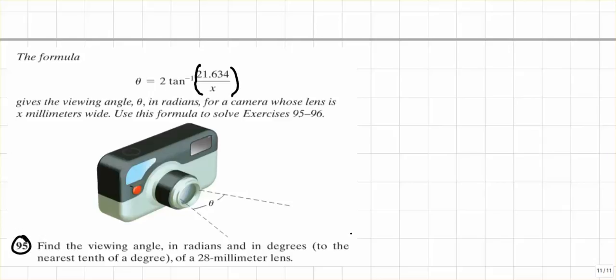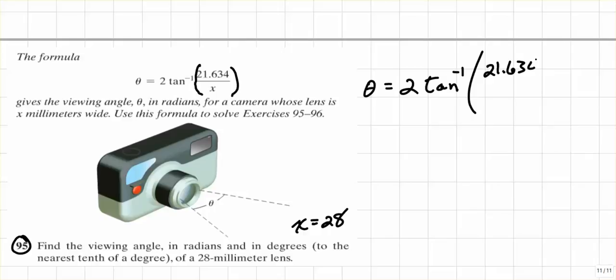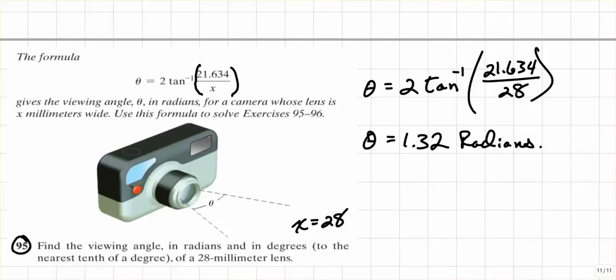In 95, we want to find the viewing angle in radians and in degrees to the nearest tenth of a degree of a 28 millimeter lens, which means that x will be equal to 28, and therefore theta will be equal to 2 times the inverse tangent of 21.634 over 28. And you will need your calculator to perform this calculation. So once we punch this into the calculator, we get 1.32 radians, which means that theta is going to be equal to 75.63 degrees. And that would be your viewing angle.